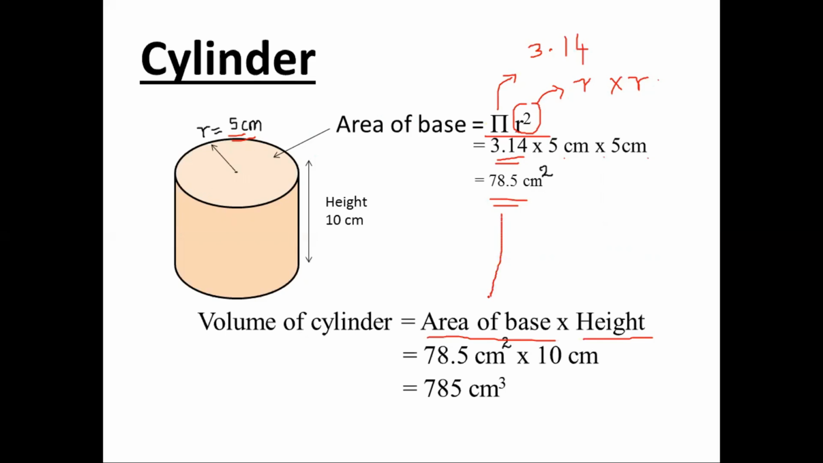And then after we can apply that into volume formula, and we multiply with the height, which is given as 10 centimeter. So we get 785 cubic centimeter. That is a volume for this cylinder.